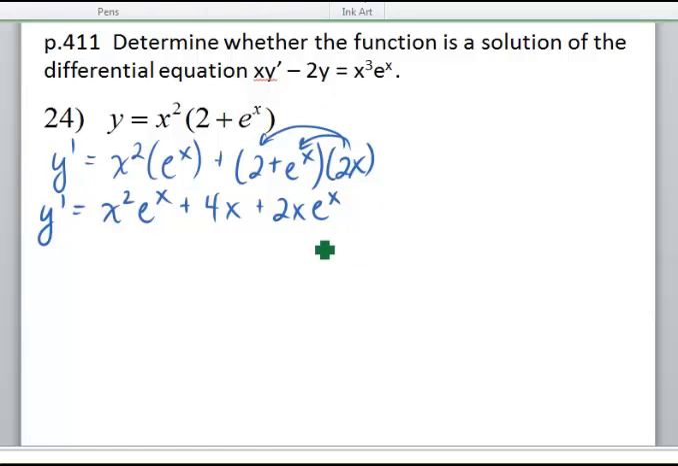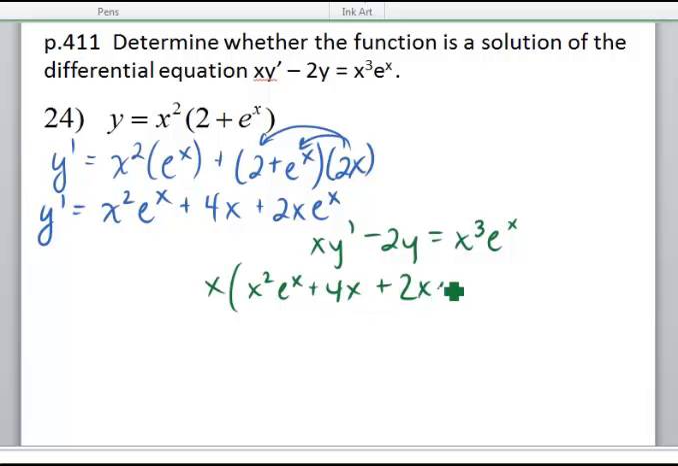What I have here is x y prime minus 2y equals x cubed e to the x. So I'll plug in my y prime as x squared e to the x plus 4x plus 2x e to the x. And I'm just copying that down. Minus 2y, well, the y is x squared times 2 e to the x. And then does that equal x cubed e to the x?